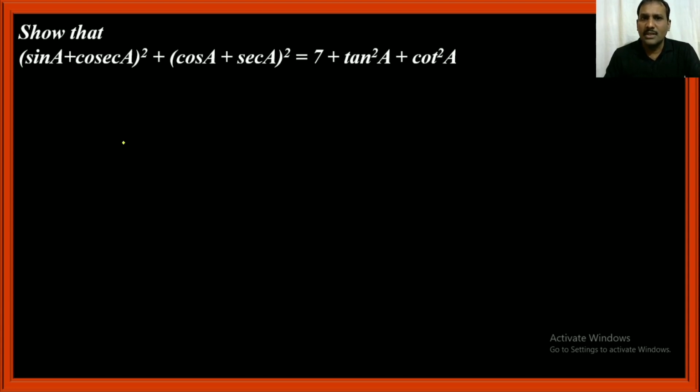Next, (sin a plus cosecant a) whole square plus (cos a plus secant a) whole square is equal to 7 plus tan square a plus cot square a. We have to prove this. So let us take left hand side, the LHS.